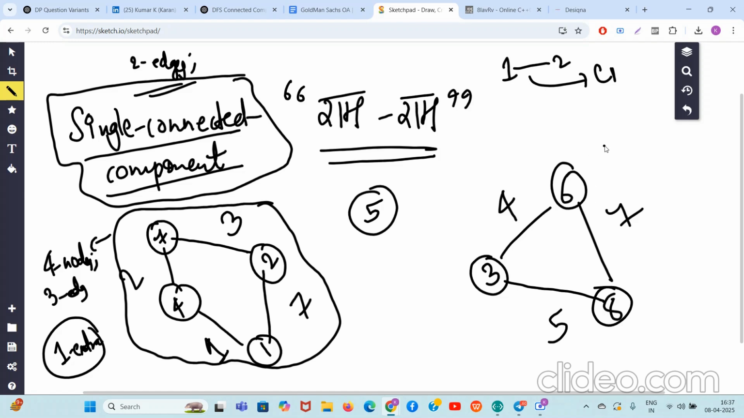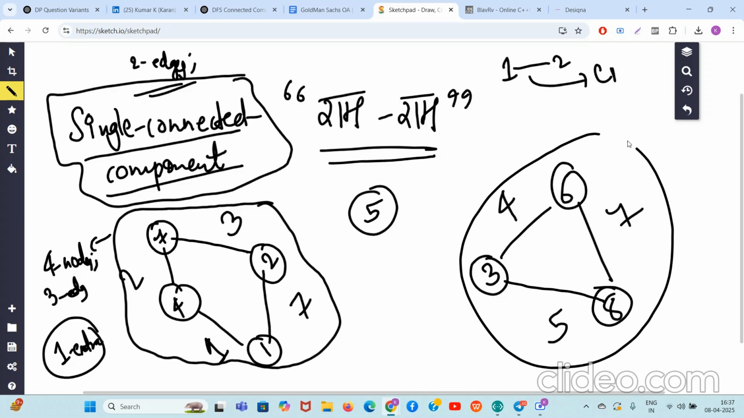And here also you can see that there are three nodes. So it needs only two edges. But there are three edges here. So 3 minus 2, one extra edge is there. So guys, which extra edge will you break from this component and that component to get the job done?